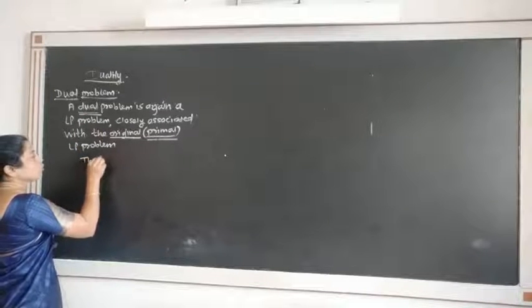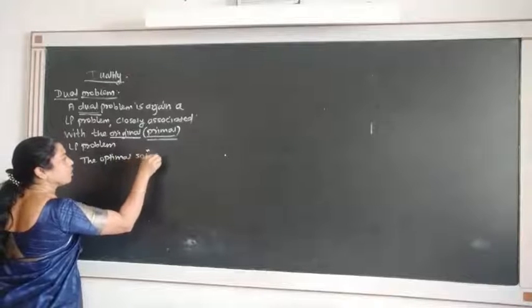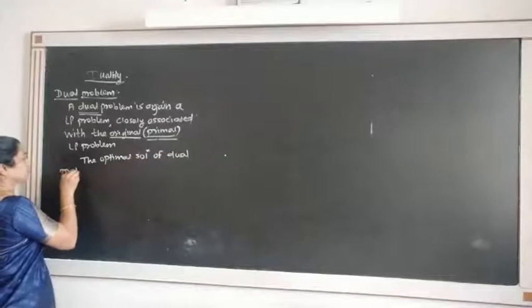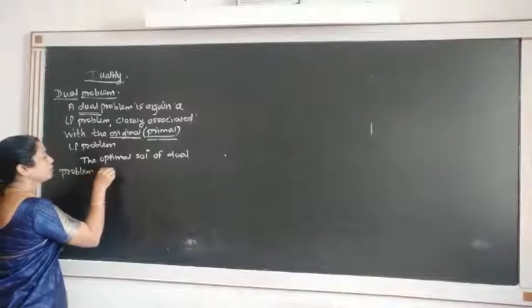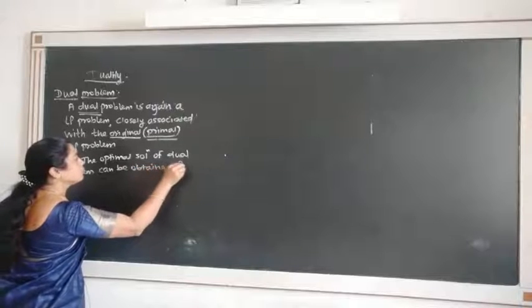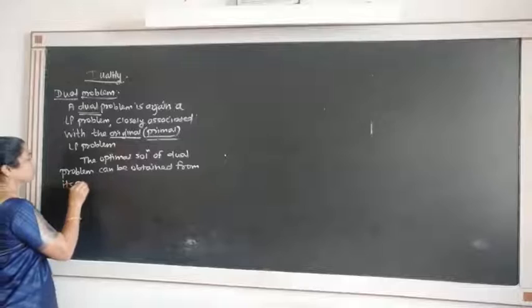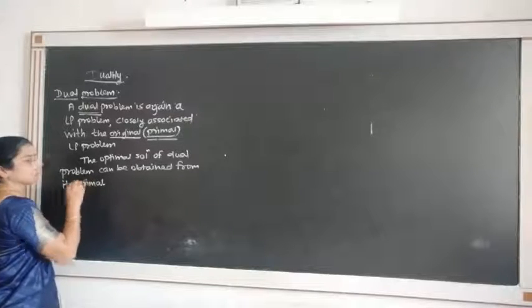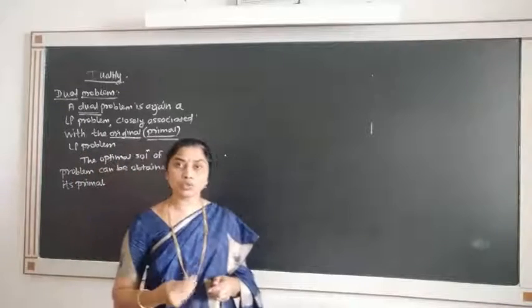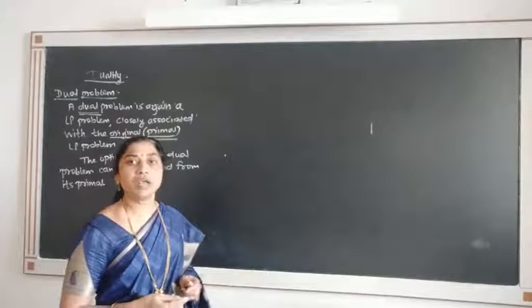The optimal solution of the dual problem can be obtained from its primal. So once you know the solution of the primal, you are able to find the solution of its dual. So they are very closely associated with each other.